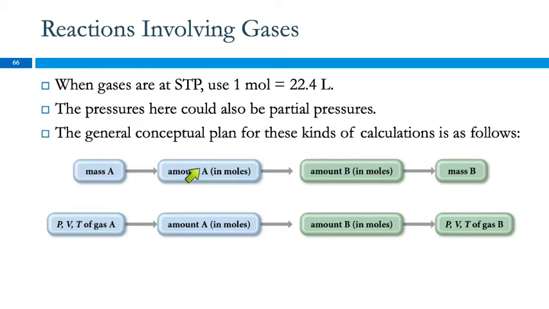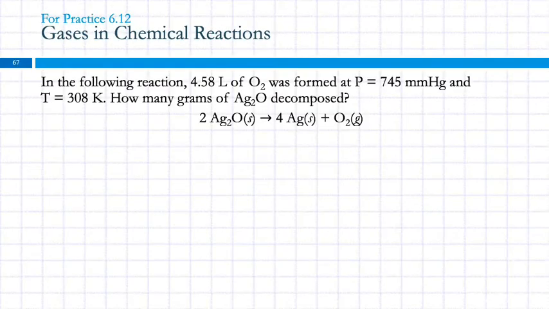So this is our regular grams to moles to moles to grams. With gases, we need to know pressure, volume, and temperature of the gas, so we can convert to moles of the other gas, and then to pressure, volume, temperature of the second gas. The pressures here might be total pressures. They could also be partial pressures. So let's do an example.